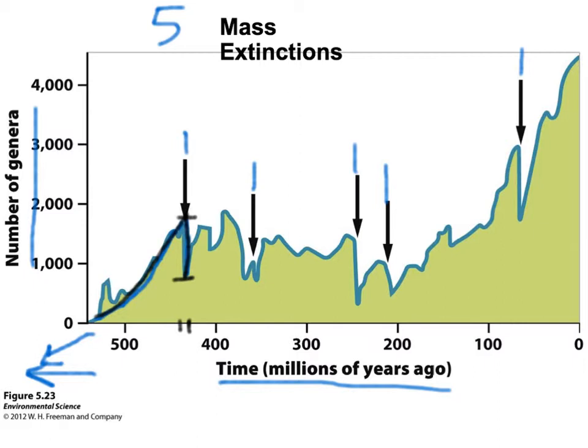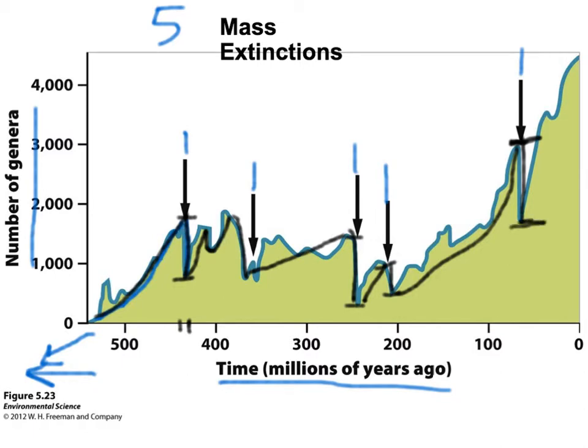Then you have an increase of species, a little dip here, an increase, and then a dramatic decrease again, in a short amount of time. An increase, and a dramatic decrease here for our third mass extinction. Another increase, a dramatic decrease again. And then you see this unbelievable increase here in number of genera, and then a dramatic decline in a mass extinction event there, which was our 5th one.